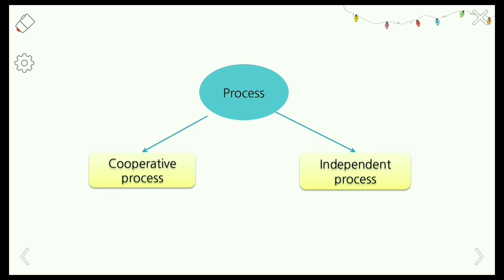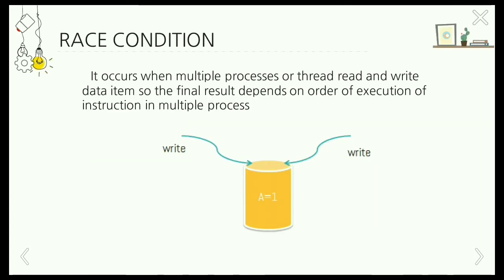Next, the race condition. Process synchronization gives rise to some problems, and one of them is the race condition. It occurs when multiple processes or threads read and write a data item, so the final result depends on the order of execution of the instructions in the multiple processes.